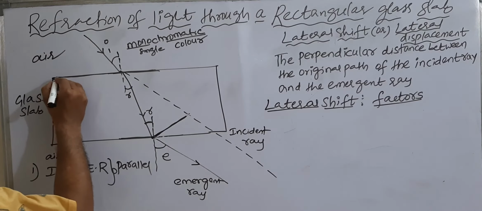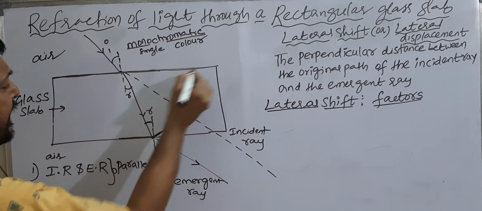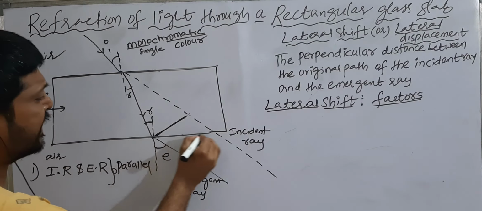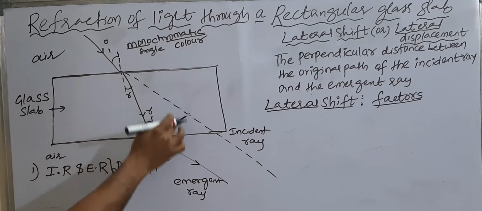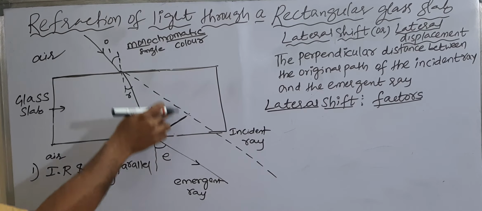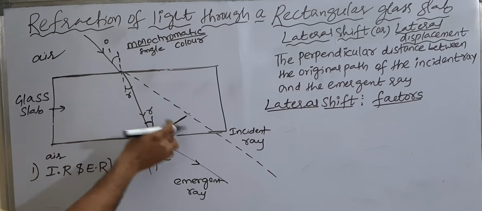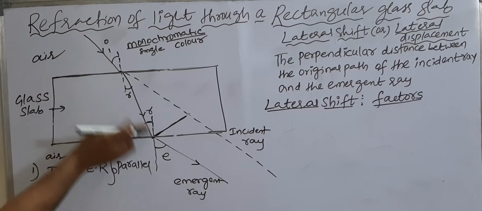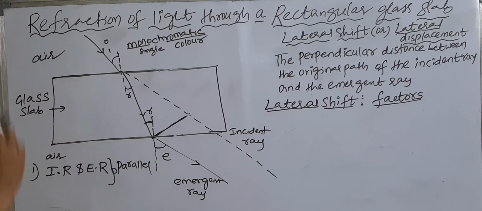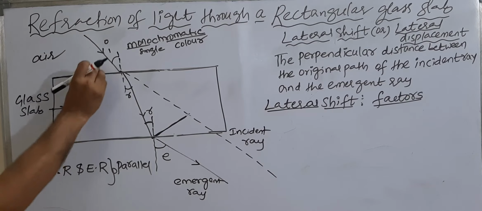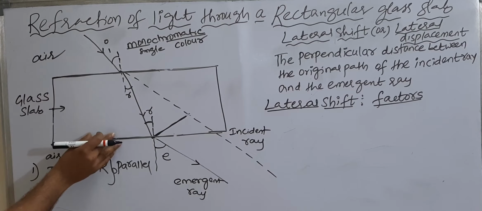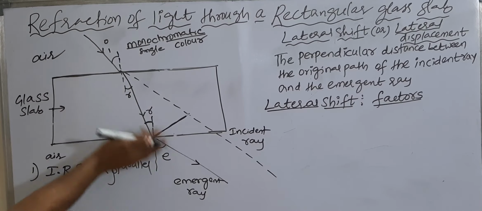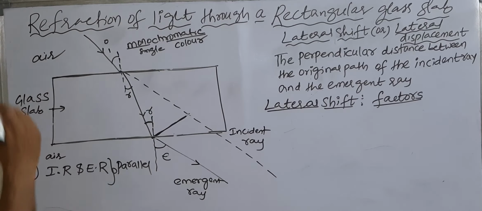Parallel to each other means once you observe the refracting surfaces, here and here, these two refracting surfaces are parallel. If two refracting surfaces are parallel, then incident ray and emergent ray are also parallel. Very, very important point. If refracting surfaces are parallel, incident ray and emergent ray are also parallel.